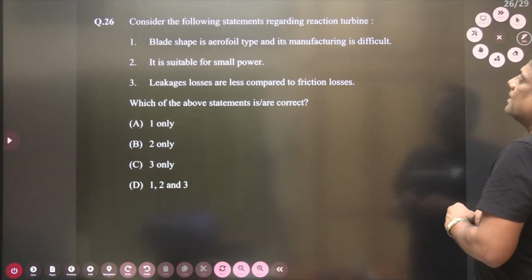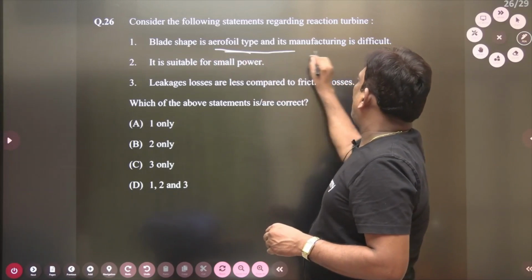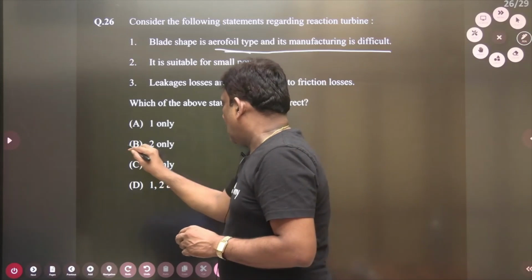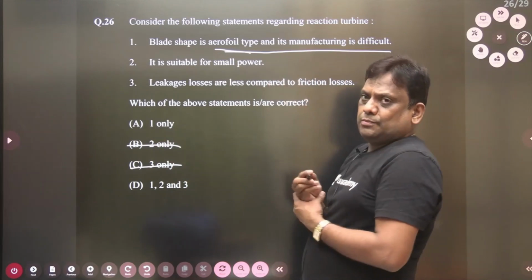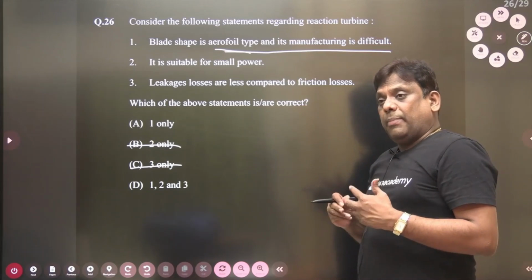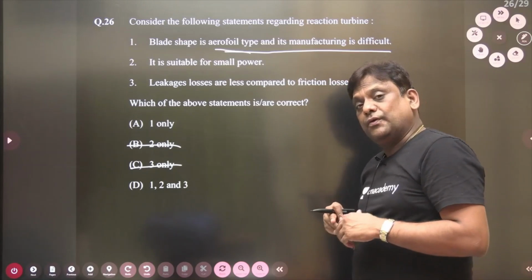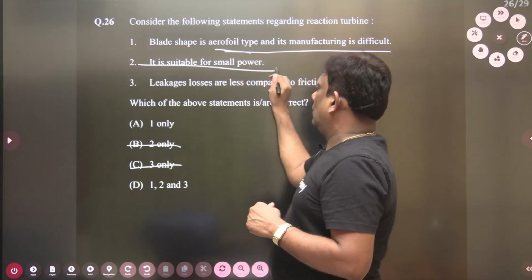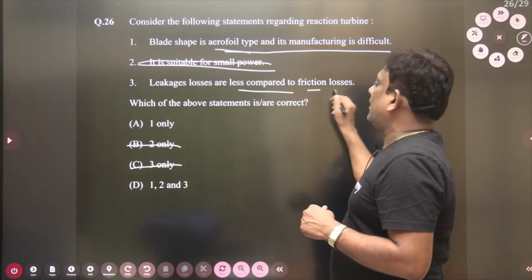Next. Consider the following statements. Yes, the blades are of aerofoil shape and the manufacturing is difficult. So one is correct. Now, it is suitable for small power. Actually, in reaction turbines the power developed has higher efficiency. You can use it for bigger plants also. It is suitable for small plants. No. And leakage losses are less compared to friction losses.